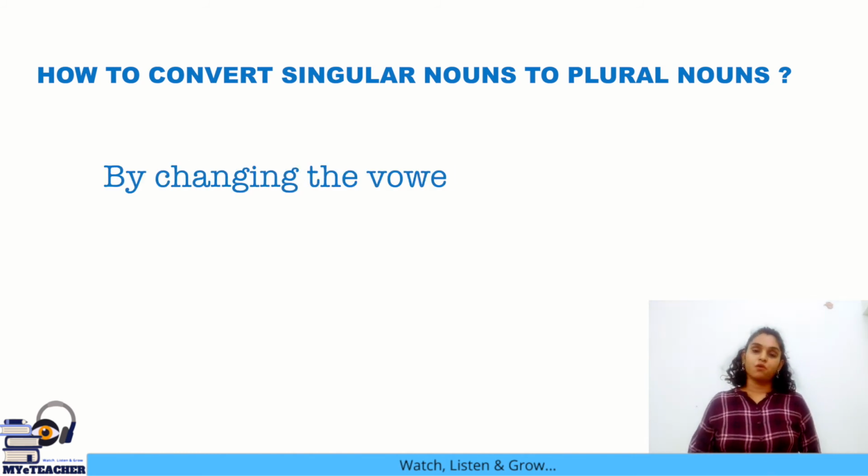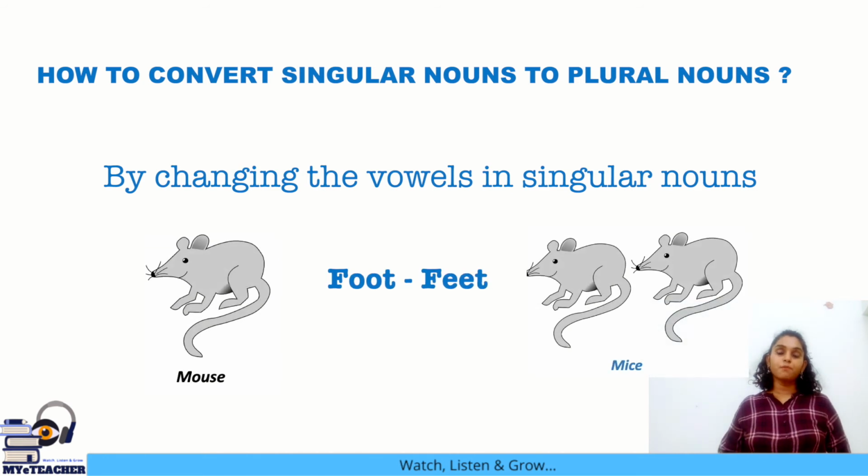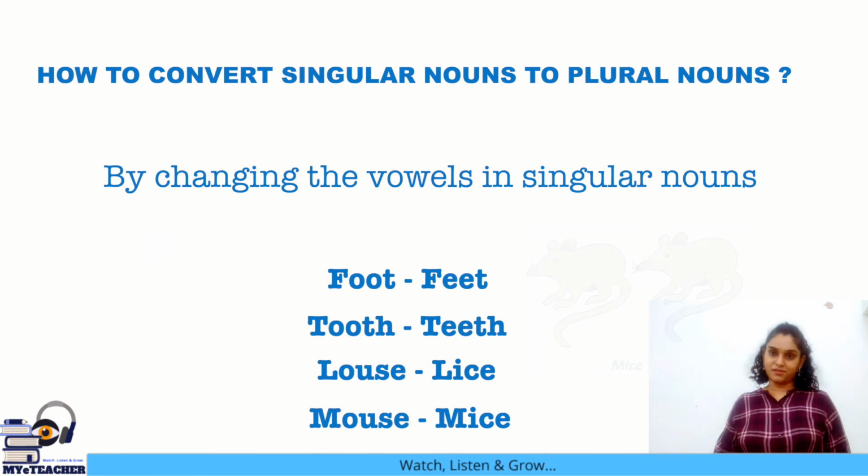There are certain nouns where the plurals are formed by changing the vowels in the words. They are called irregular nouns. So, how do we form their plurals? For example, foot, F-O-O-T, becomes F-E-E-T, feet. Tooth, T-O-O-T-H, becomes teeth, T-E-E-T-H. Louse, L-O-U-S-E, becomes lice. Mouse becomes mice. So, here we have to remember the plurals. We cannot have a rule for making the plurals.